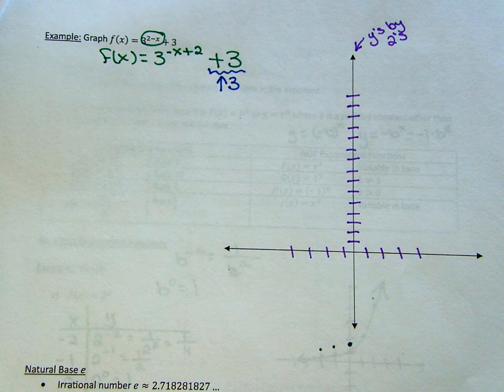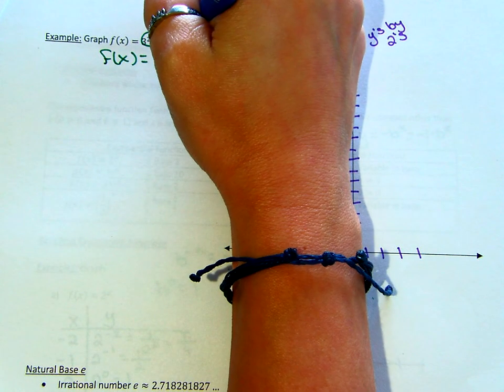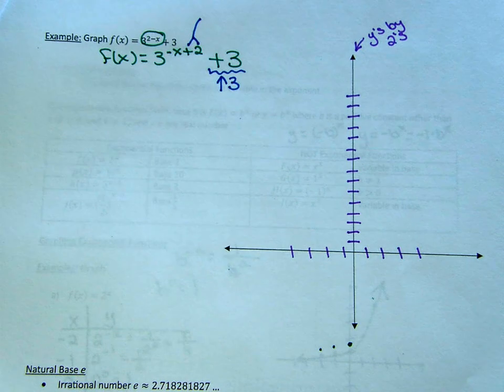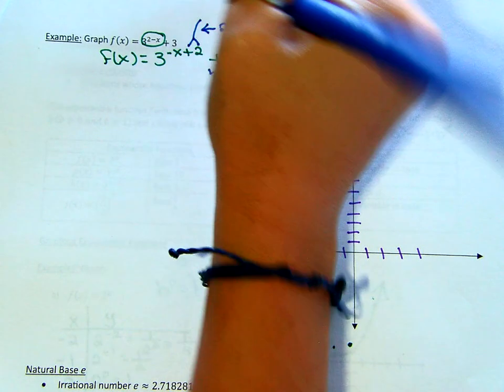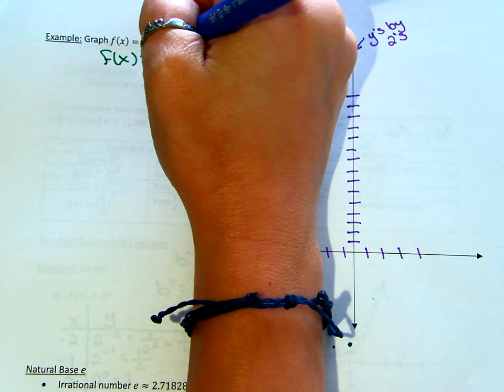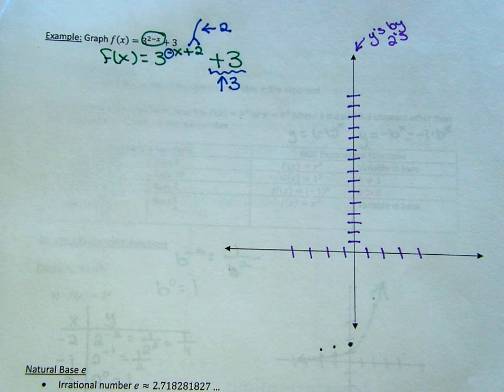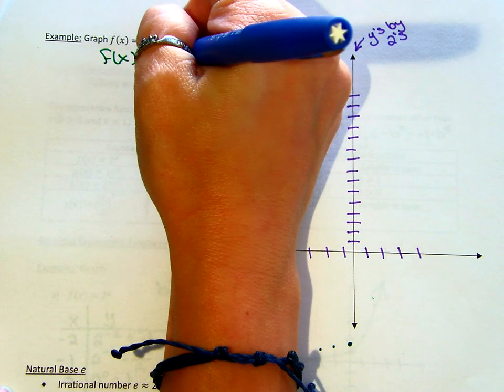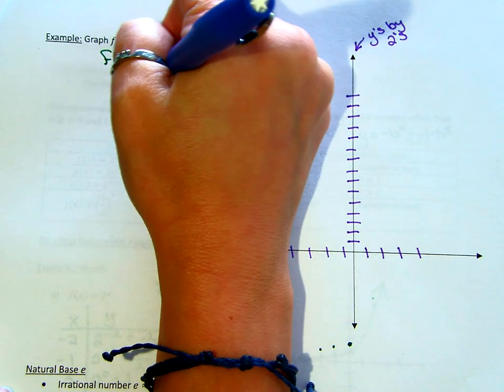Now, when we had plus or minus within our function, that was our horizontal shift, and it went in the opposite direction. So this plus 2 tells me what? Like, which direction am I going to head? I'm going to head to the left 2 units. And then I have this negative out front, which tells me what? Yep. Reflects over the y-axis.